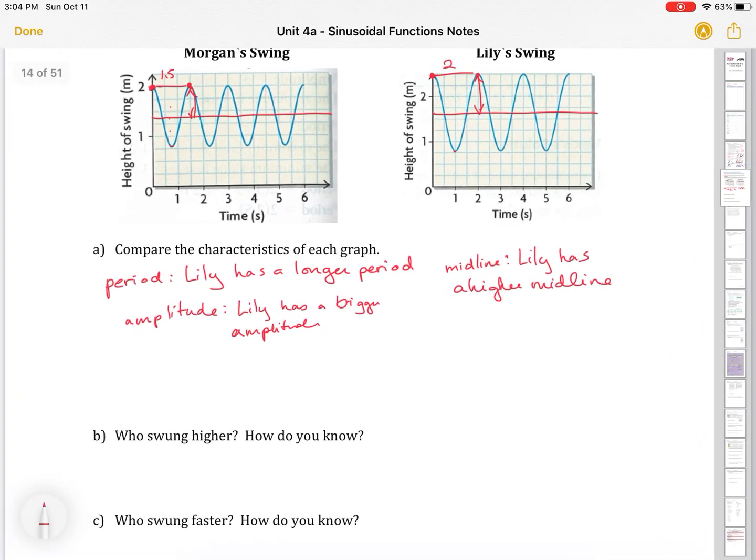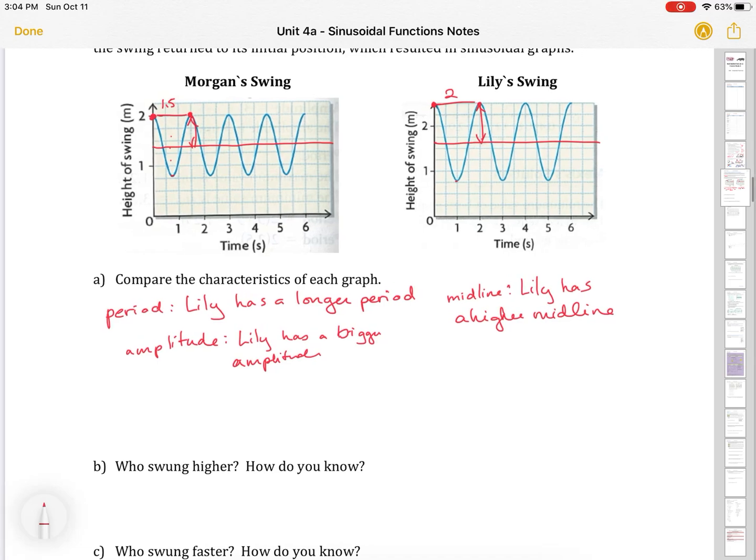And now we're going to answer some questions. It says, who swung higher? How do you know? Well, Lily. If you look at the height of her swing, not only did they both start at about the same height, but her amplitude is bigger. So Lily swung higher.